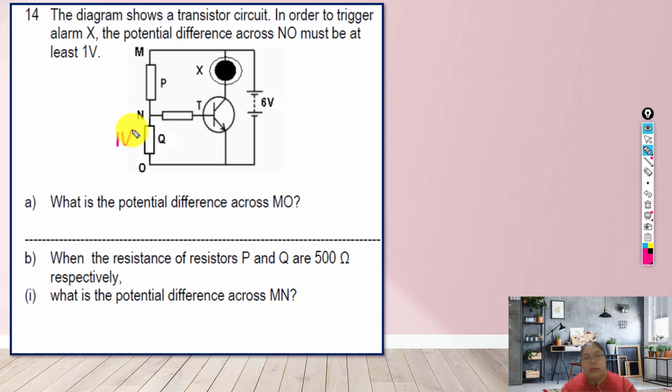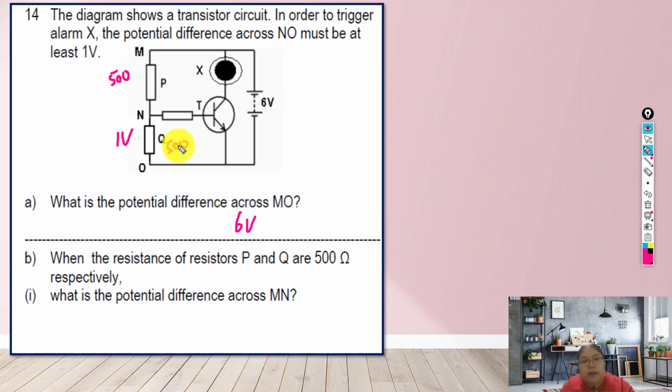Now let's see the next one. The first question asks what is the potential difference across the MO. MO means overall, so overall we just copy the answer here. Overall is 6 volt. Then we go to B. When the resistance of the resistors P and Q are both 500, we label here 500, and this one also 500.